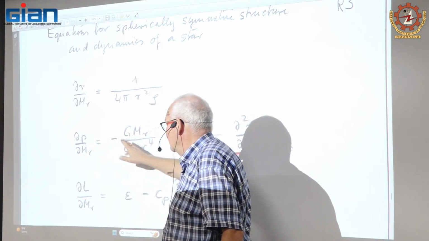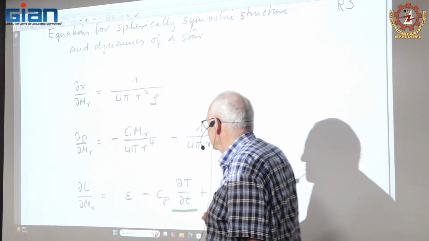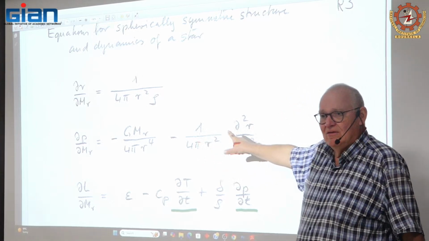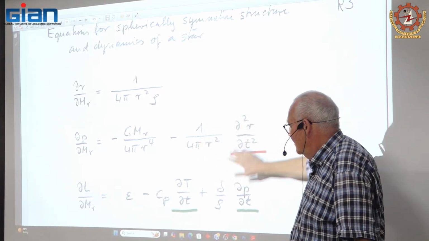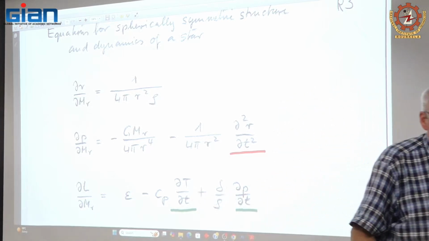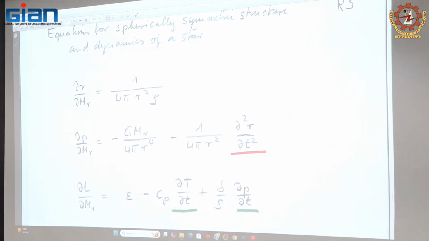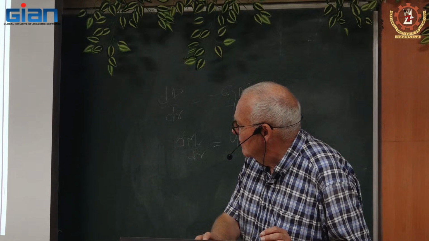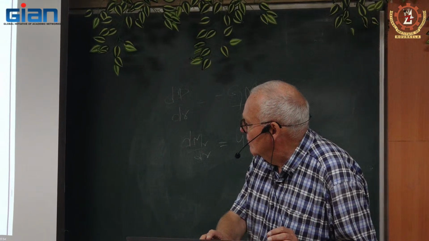Pressure keeps gravity in equilibrium, and this term is zero. Now we switch on this term here. This is new. And then we have the second, the energy equation, dL by the... where is that? The mouse? Okay.